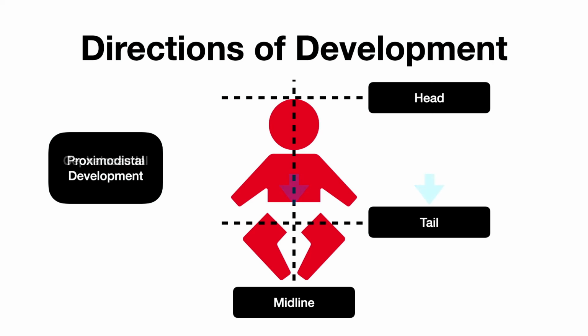The next type of development we see is proximal distal. And this is that midline. The midline is internal and close, as in proximity. And then distal means far away. So along with cephalocaudal, head to tail development, we also get internal to external. So we see a progression of development moving from the midline out from the body.